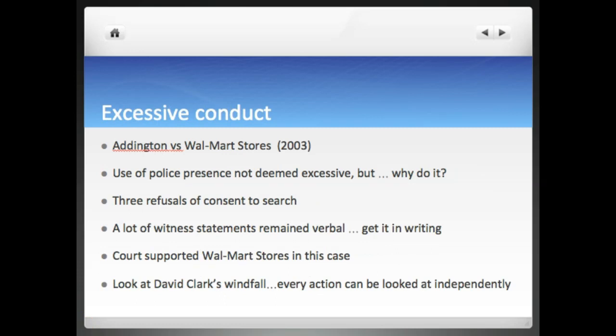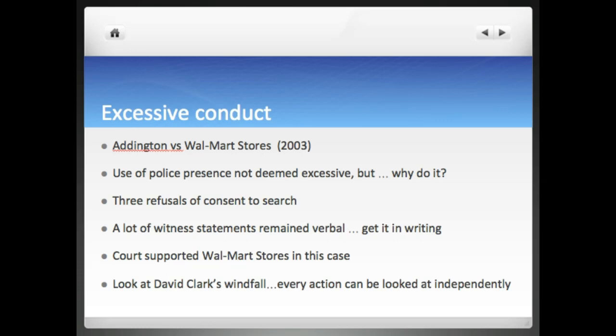So I think Addington versus Walmart Stores of 2003, an Arkansas case, Walmart being headquartered in Bentonville, Arkansas, is really a textbook example of excessive conduct. The investigators from Walmart knew that there were people in their maintenance department stealing maintenance items and store items, and they got a number of them to agree to search their homes. One of them refused, and the Walmart people stayed at the person's home and basically harassed them into finally, after three times saying no, saying yes.